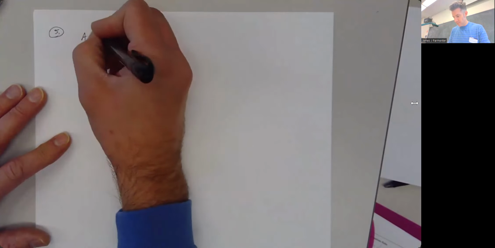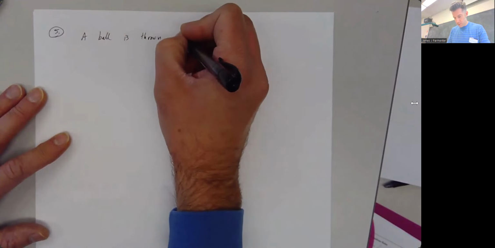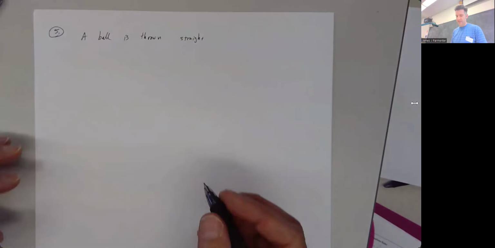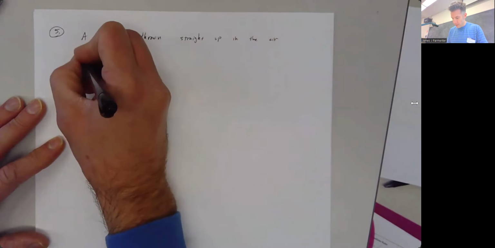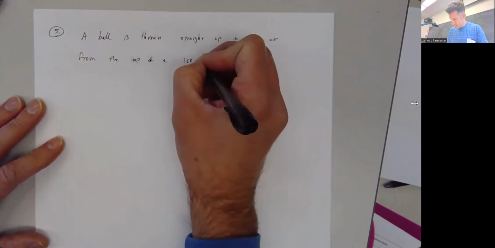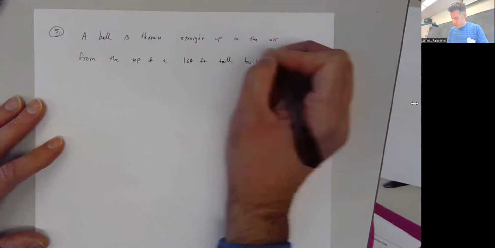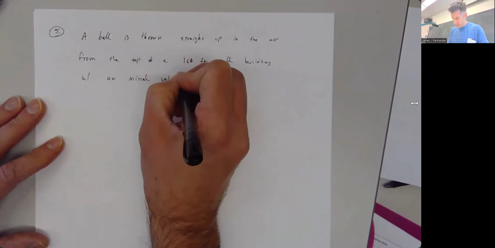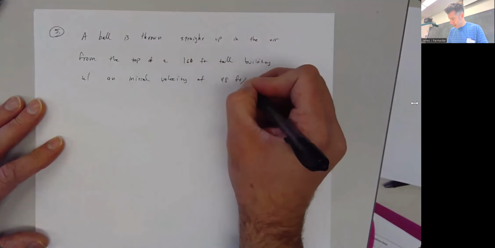Let's say we got the following situation. A ball was thrown straight up, which is hard to do. If you've actually tried to throw a ball straight up in the air, it's not the easiest thing to do. Straight up in the air from the top of a 160-foot tall building. With an initial velocity of 48 feet per second, which is pretty fast.